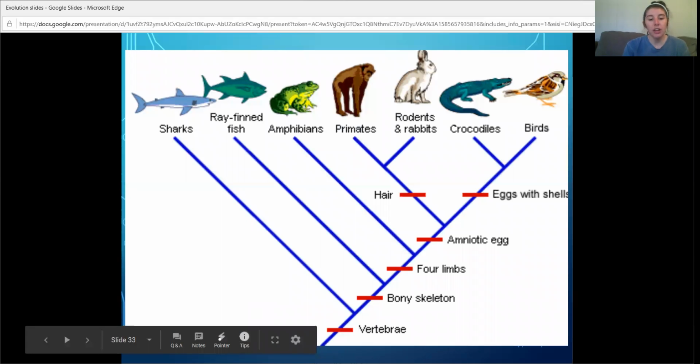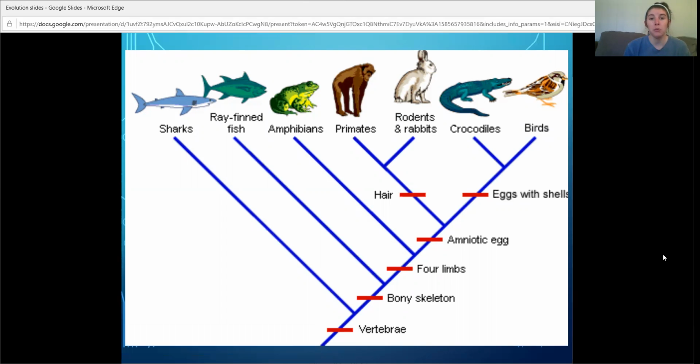Okay, so here's just another example of one. I'll talk through this one with you because for your assignment for tomorrow, you're actually going to create a cladogram. So I want you to really understand how to read these. They're pretty simple and they're kind of fun to look at.